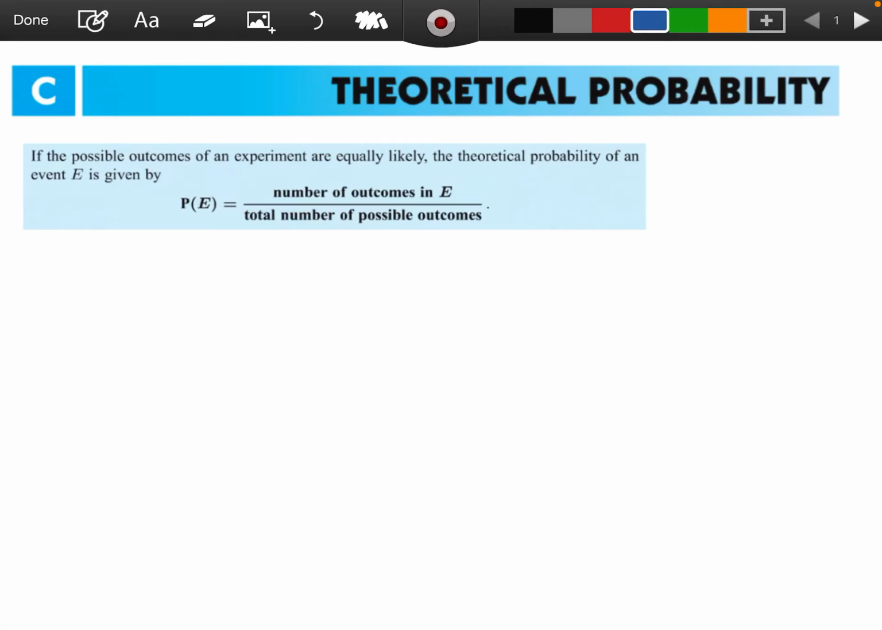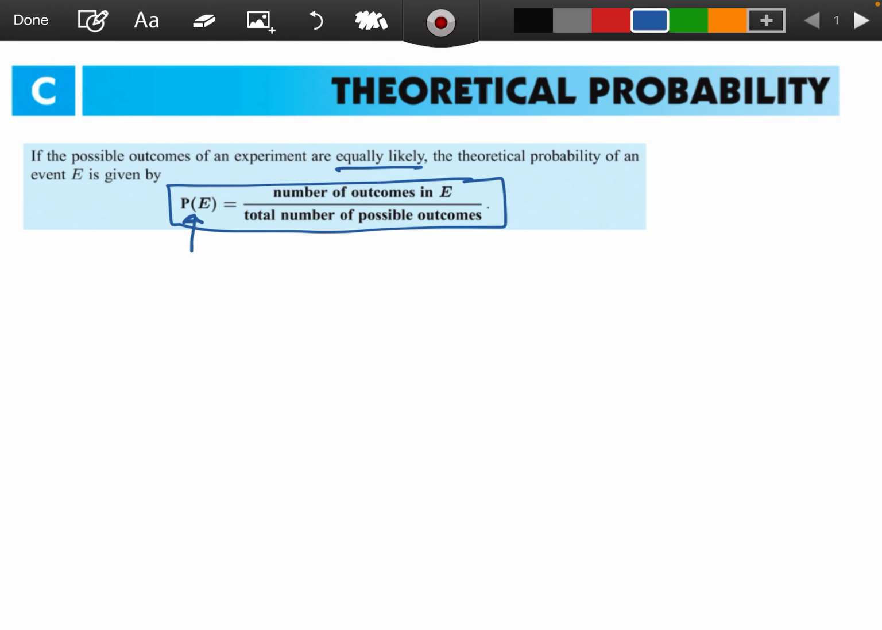Hi everyone, so this video is going to be about theoretical probability. Theoretical probability assumes that each of the outcomes of a particular experiment are equally likely, and this is really important. So provided that you're completing a probability experiment and all of the outcomes are equally likely, then we can start with this formula to piece together our theoretical probability of something happening.